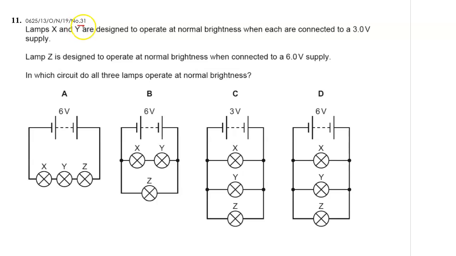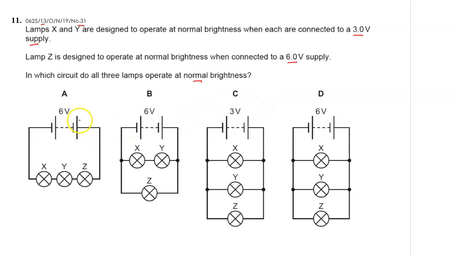This is 31 from variant 1.3. Lamps X and Y are designed to operate at normal brightness when each is connected to a 3 volts supply. Lamp Z is designed to operate at normal brightness when connected to a 6 volts supply. In which circuit do all 3 lamps operate at normal brightness?